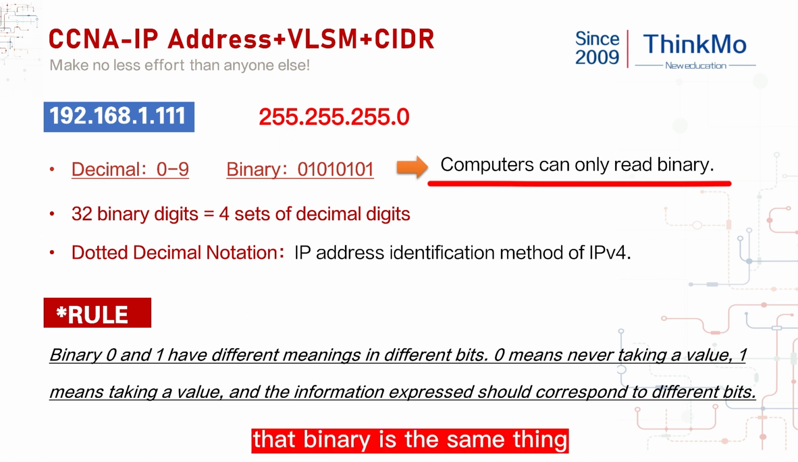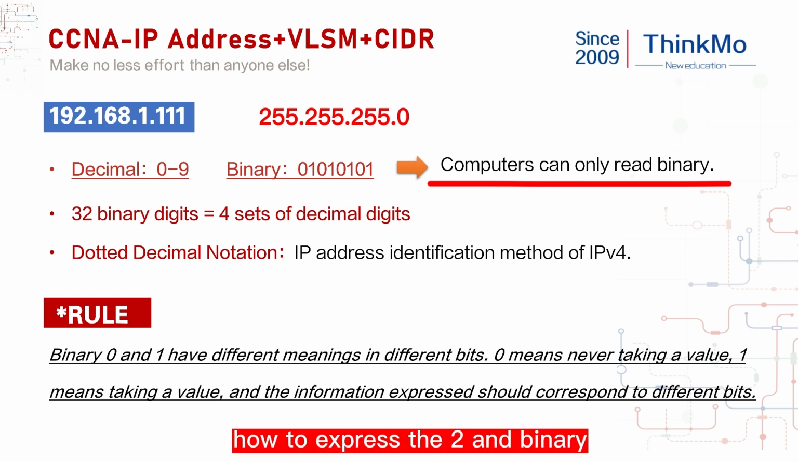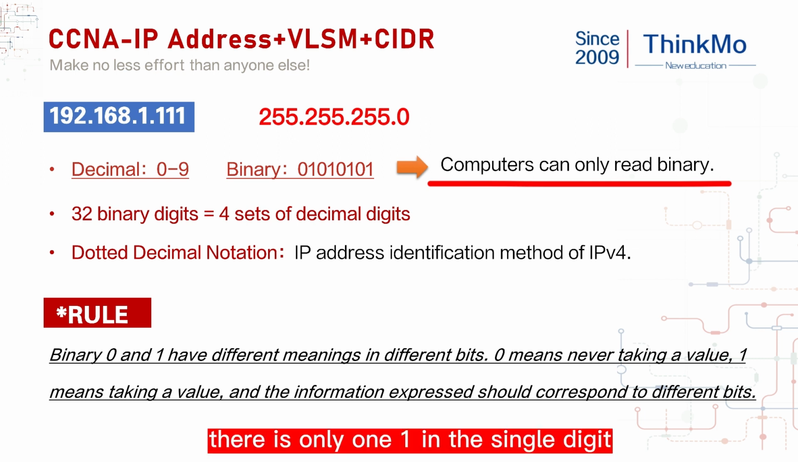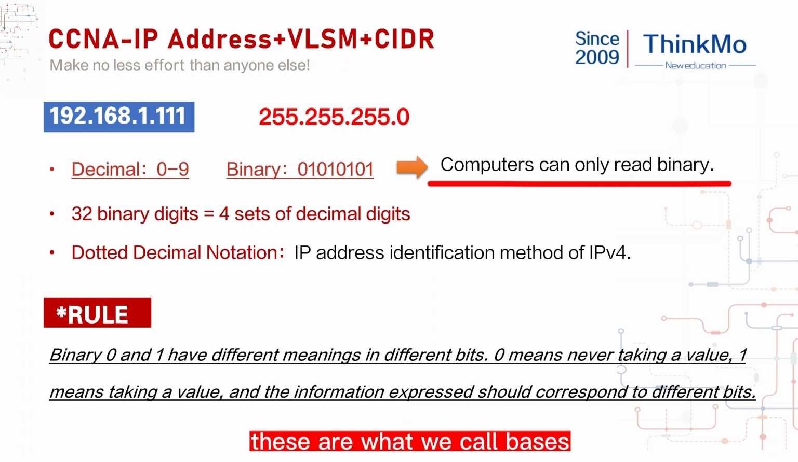Binary is the same thing. 1 bit of binary represents at most 0 or 1. How to express 2 in binary? There is only one 1 in the single digit. If you want to express 2, you can only move forward by 1. Turn this bit into 0, and carry 1 to the next bit. It's called carry. These are what we call bases.